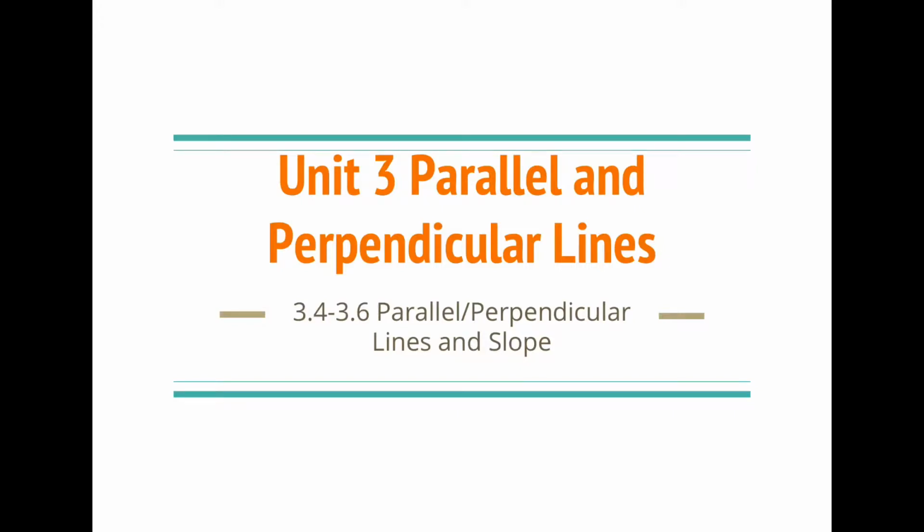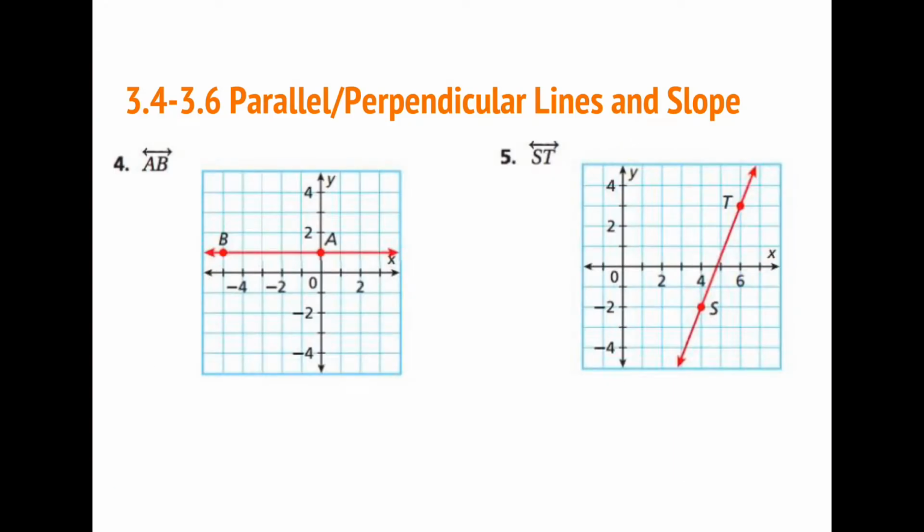So we've got our second day of Unit 3, Parallel and Perpendicular Lines, the 3.4 to 3.6 parallel and perpendicular lines, and their slope. So we're going to start with this question here. We're continuing to find slope. Just a reminder, last time we used the slope box, the slope triangle, and the slope formula. So any of those three ways are great ways of doing it.